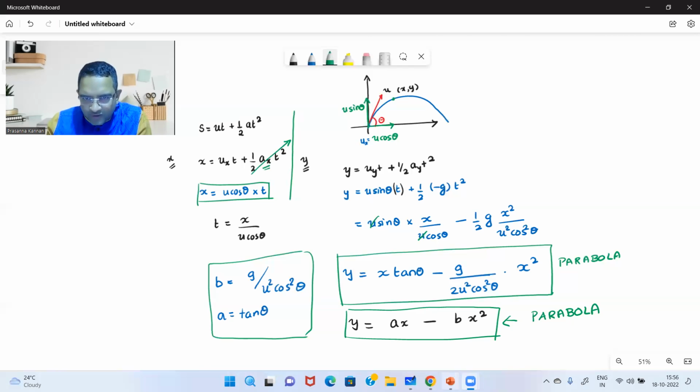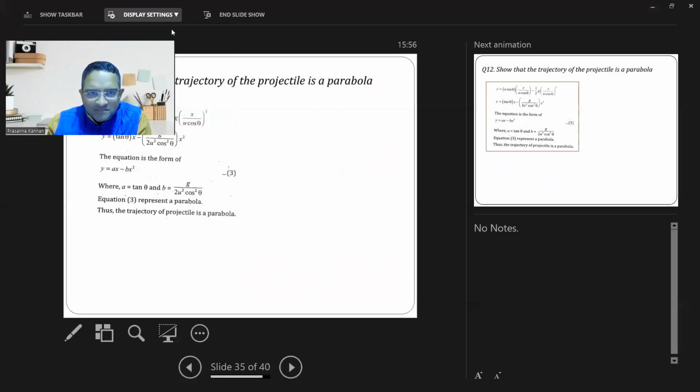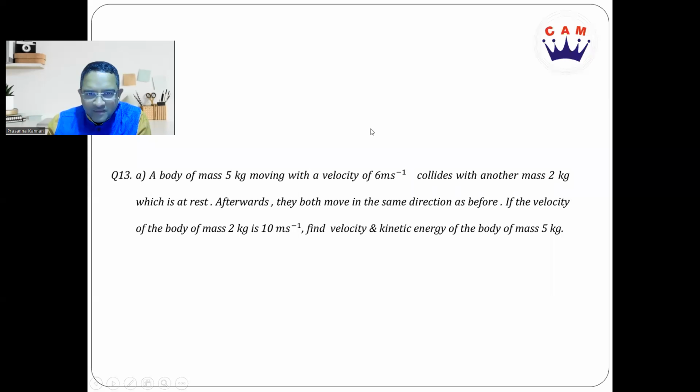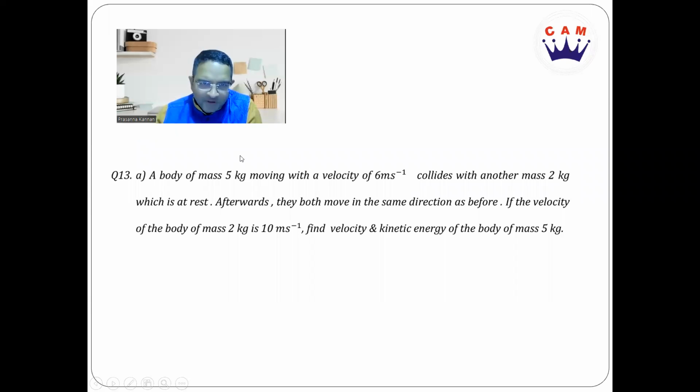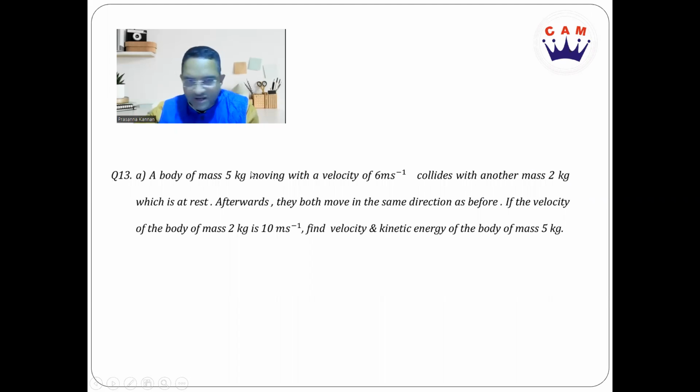Okay, now let's move on to the next question. Fine. So now we have the numericals, right? Question number 13. So as you know, there are 4 numericals. First part 2 numericals, second part 2 numericals, and you have an internal choice, right? So let's look at each of them.